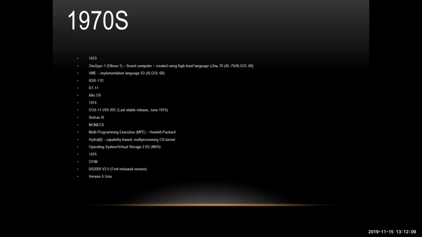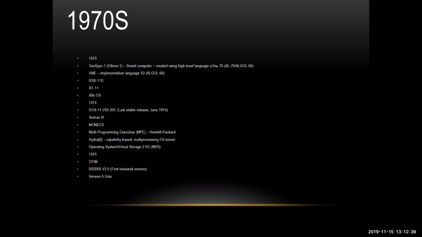And then we also had BS2000 version 2.0. It is a mainframe computer operating system developed in the 1970s by Siemens and from the early 2000s onward by Fujitsu Technology Solutions. And then we also had Version 6 Unix, also called Version 6 or just V6.